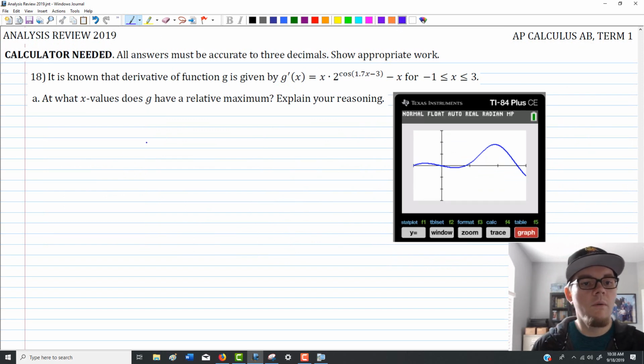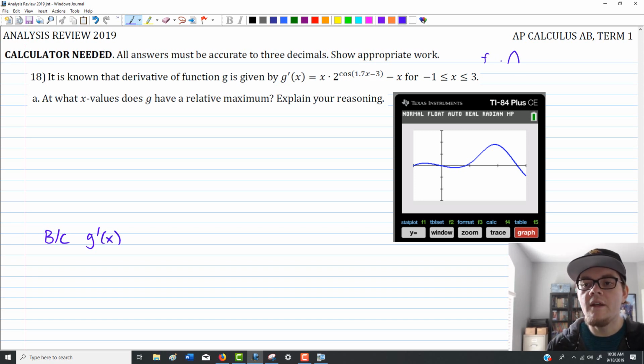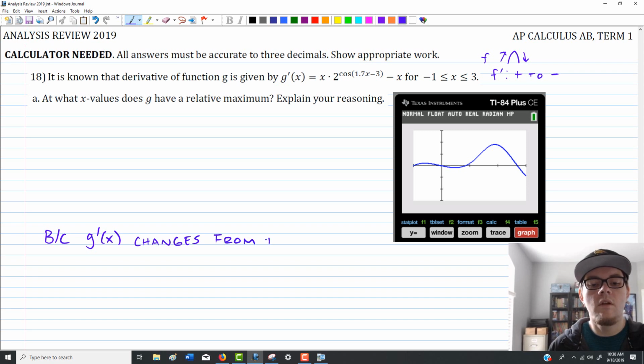So let's see. So the first one, we want g to have a relative maximum. Explain our reasoning. So g has a relative maximum when, so I'll say because, g prime of x does a certain thing. Well, relative maxima on g are places where the function goes from increasing to decreasing, which means relative maximums for g are going to be places where g prime changes sign from positive to negative. So in here we're going to say that it's going to happen because g prime changes from plus to minus, from positive to negative. I'm just abbreviating those words.